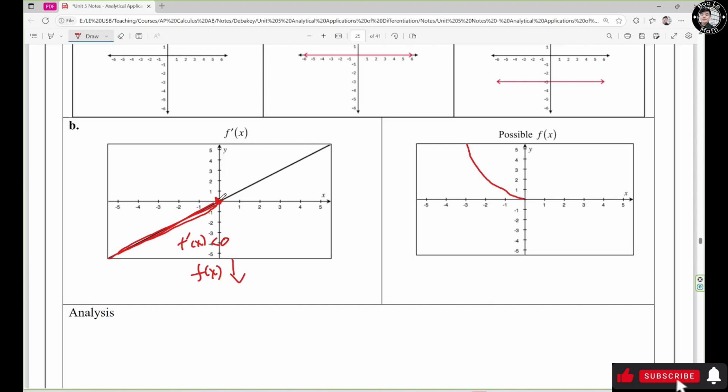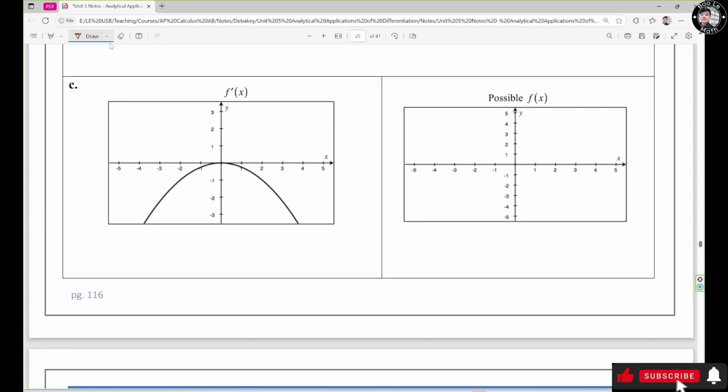right? And this guy right here is above the axis, right? It tells us that f prime of s is greater than 0. Then the function f of s must be increasing, right? So it could be like this. Then this guy right here becomes the minimum of f of s, right?